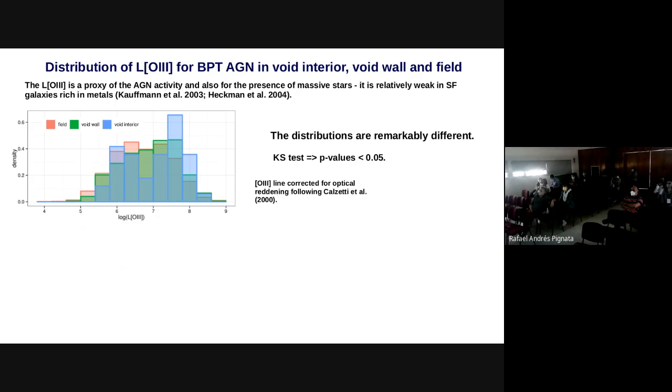And for BPT AGN, we analyze the behavior of the luminosity of [OIII], and this is a proxy of the AGN activity. So we expect a sign of difference, and we obtain that for galaxies in void interior, that is the red histograms, we obtain higher values of this luminosity.